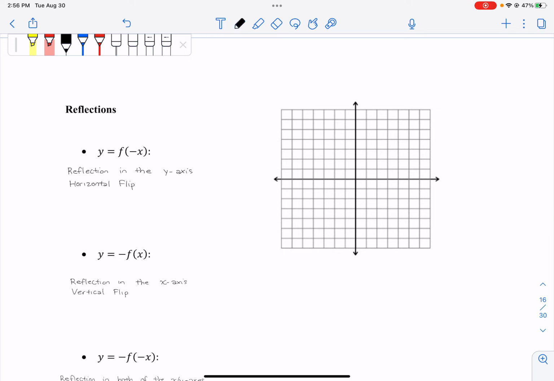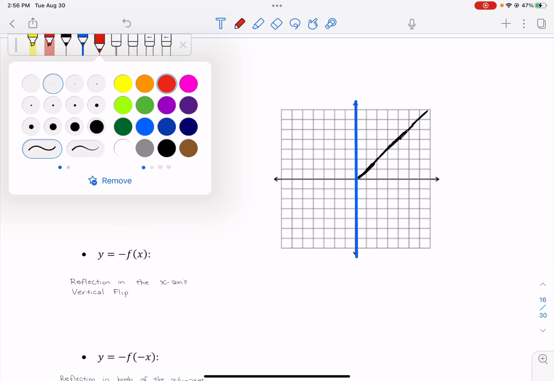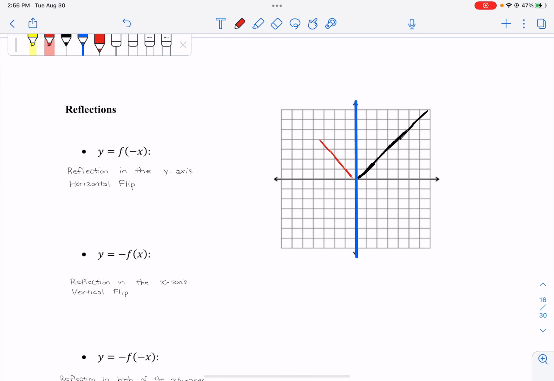There, we have something like this. Let's say our original function looks something like this. If I do a reflection in the y-axis, that means this y-axis here acts as a mirror, and everything is reflected over. So my new point will be this. Everything is flipped over the mirror.